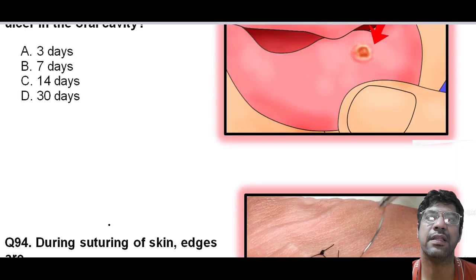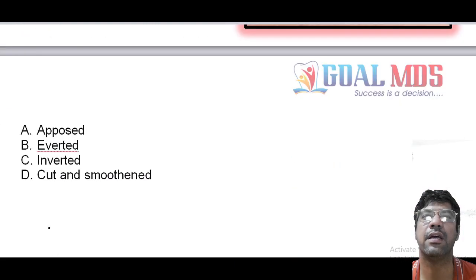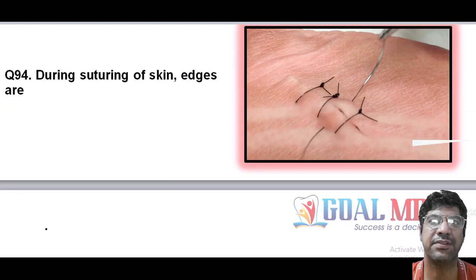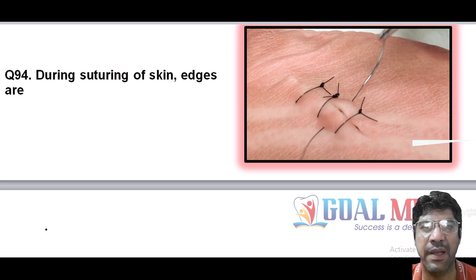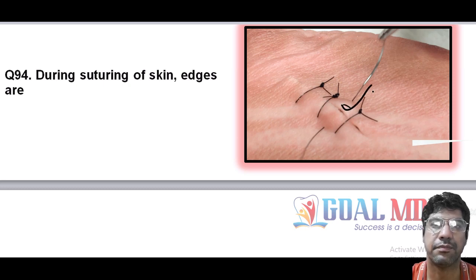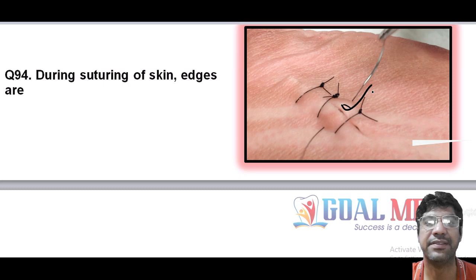During suturing of skin, the edges are. So during suturing of skin, the goal is to evert the tissue edges. Eversion means that the edges of the wound are turned outward or flipped upward when the sutures are placed. So that technique results in good tissue approximation that is essential for wound healing, as these everted edges will promote a better wound closure and reduce the risk of scar formation.